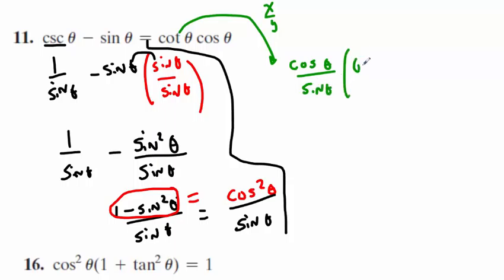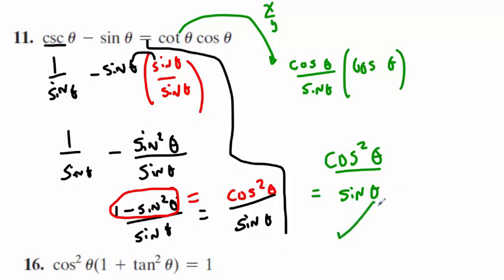And if I multiply that by cosine of theta, what do I get? Cosine times cosine gives me cosine squared theta, and on the bottom I have sine of theta. And now I can see that, yes, left side equals right side. We did prove our identity. And so sometimes these problems do take a little bit of work.